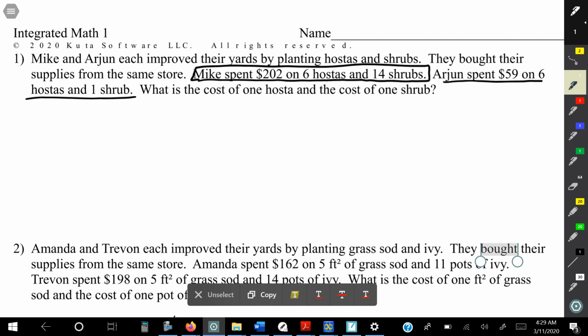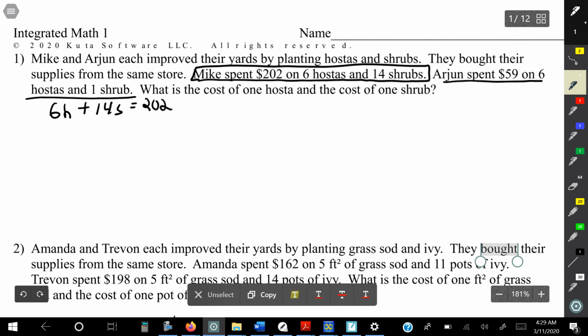Okay, so with the first equation here with Mike, it's going to be 6 hostas, and I'm going to use H for hostas. So I got 6H plus 14 shrubs, and that's going to equal $202. All right, on the next one, I've got 6 hostas plus 1 shrub, and it equals $59.